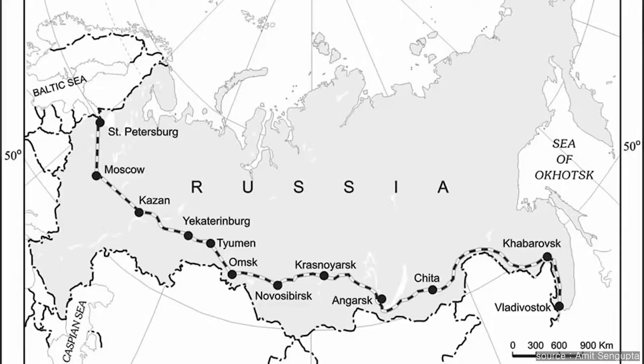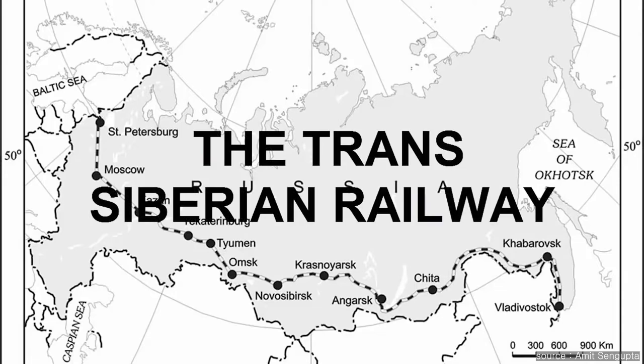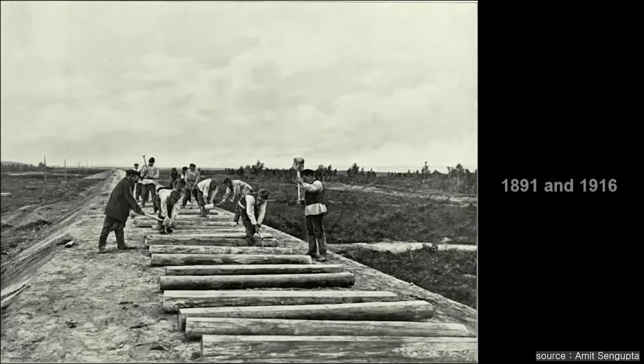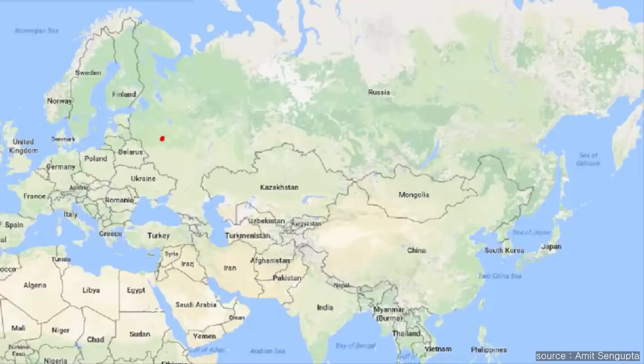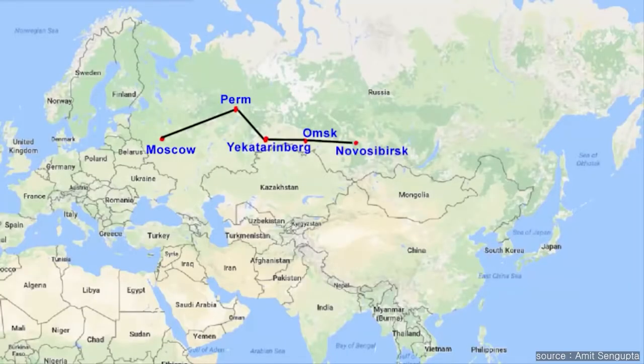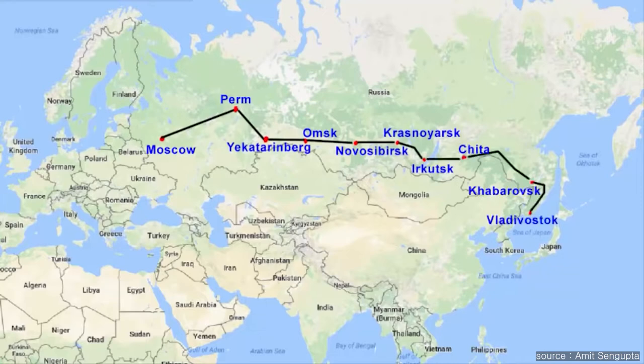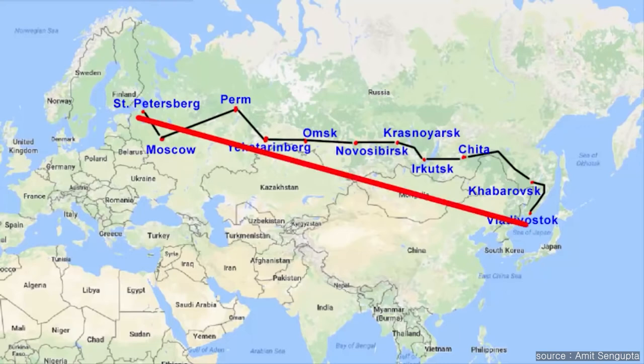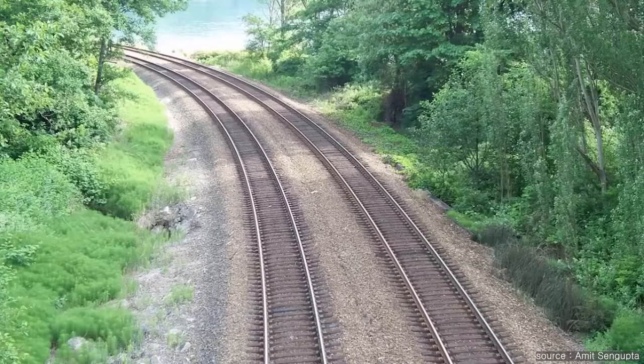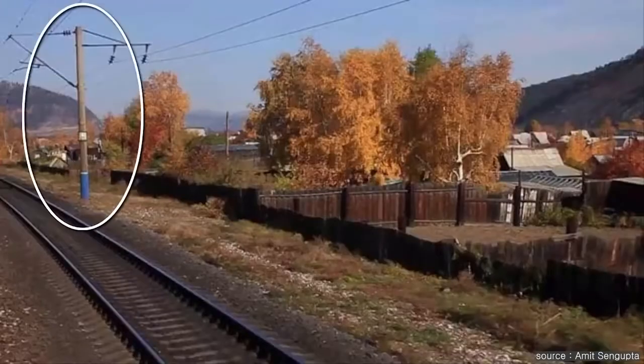In this video, we're going to understand the Trans-Siberian Railway. It is the longest railway in the world. It was built between 1891 and 1916 to connect Moscow with the far east city of Vladivostok. Now, these are the respective cities that this railway passes through, and it is also one of the most important routes in Asia, and the entire length of this railway is around 9,332 kilometers, and it's a double tracked and electrified transcontinental railway in the world.